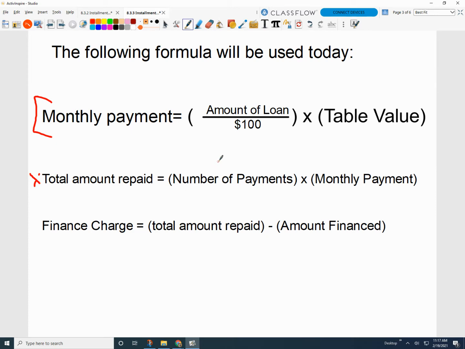So we're going to take the number of payments, or in this case, we call that our term, times our monthly payment. And that's going to be how much we actually paid the bank back. So to calculate our finance charge, we're going to take that dollar amount and subtract off what we actually borrowed. The difference between what we paid back and what we actually borrowed, that is the money that the bank makes. That is the finance charge. It's not a percentage. It's not quite that simple.